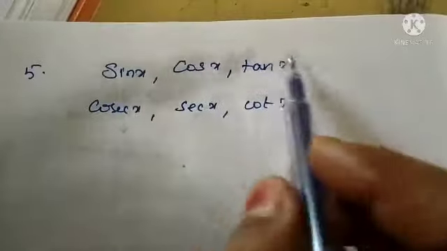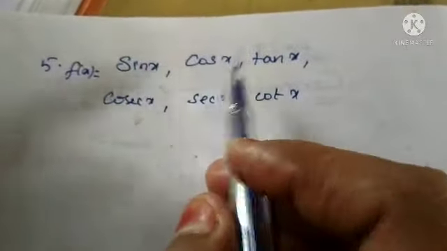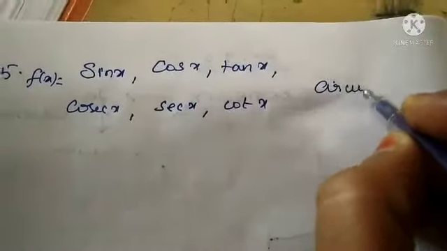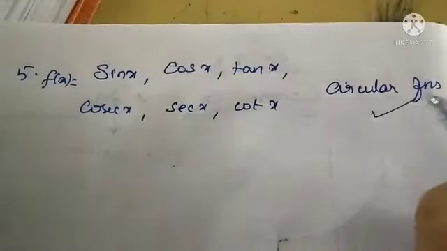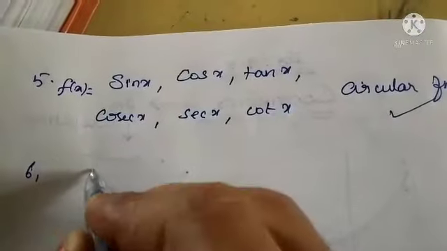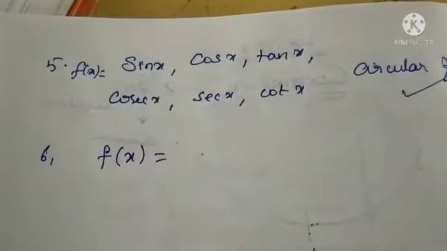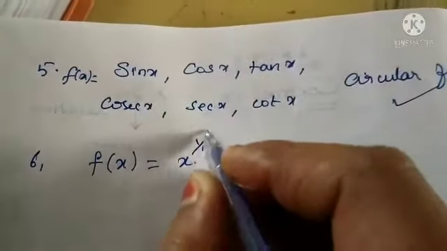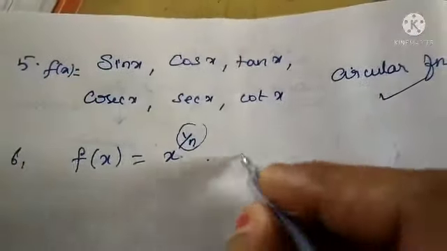So even if questions like this come, f of x equal to sin x or cos x, whatever term comes, they are called circular functions, and all the circular functions are continuous. Clear? Next thing, power nth root, that is f of x is equal to x power 1 by n. Nth root functions are also continuous.